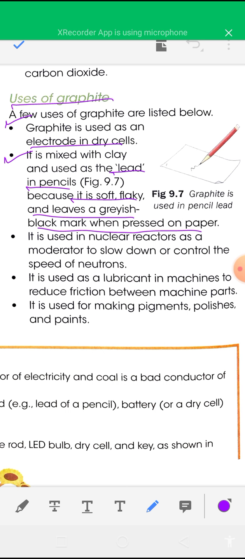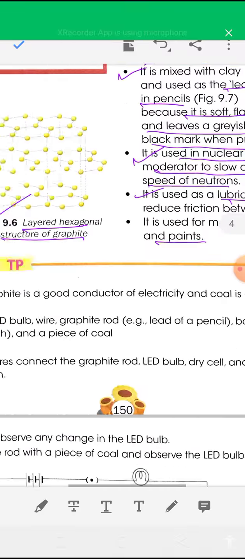Graphite is used in nuclear reactors as a moderator to slow down or control the speed of neutrons. It is used as a lubricant in machines. And it is also used for making pigments, polishes, and paints. So these are different uses of graphite.